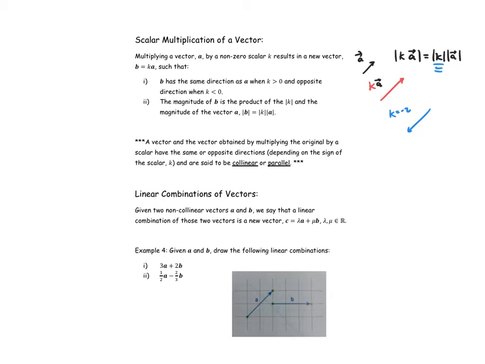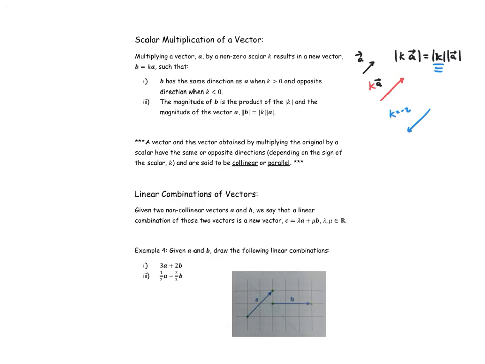All right. Let's look at the rest of the properties here. The magnitude of b is the product of the absolute value of k and the magnitude of the vector a. Therefore, the magnitude of b is equal to, like we said, the absolute value of k times the magnitude of a. A vector and the vector obtained by multiplying the original by a scalar have the same or opposite directions depending on the sign of k. We talked about that, and are said to be collinear or parallel. So if k is less than 0, it just changes the direction. If k is greater than 0, the direction is the same as the original vector.